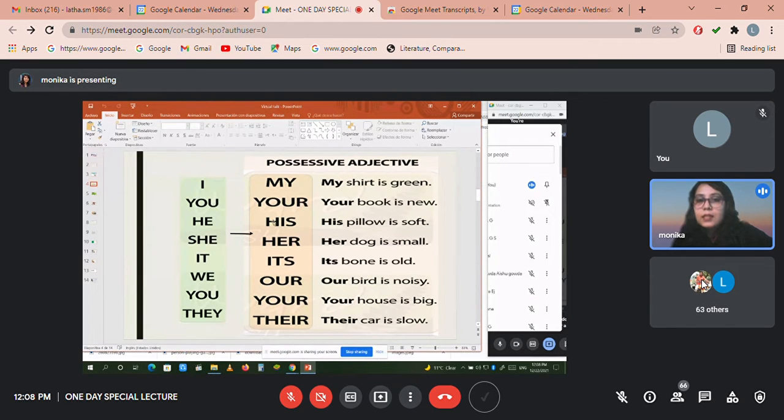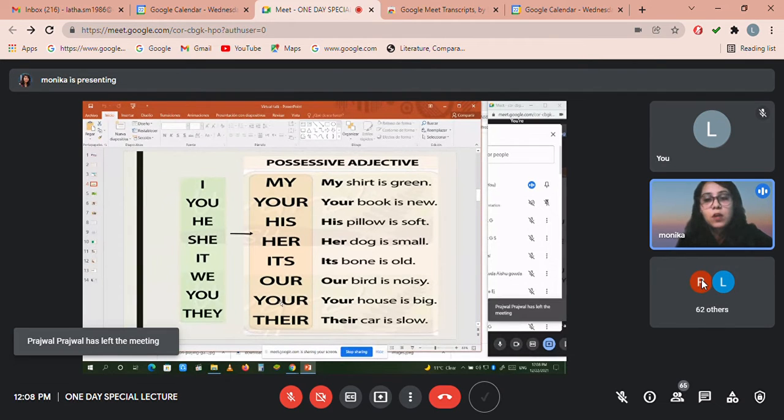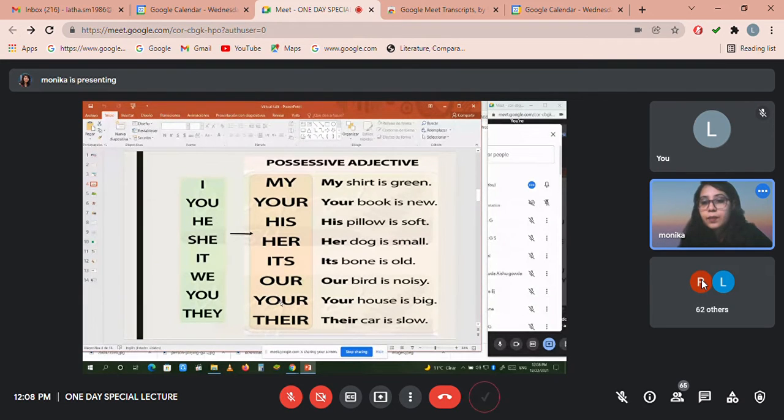So these are the possessive adjectives that you have to learn first. If you all want, you can take a screenshot of the screen so that you know what the possessive adjective is for which subject. So you can quickly take the screenshot. I'll give you 1 minute to take screenshots. Okay, I'll proceed. Hope you all have taken screenshots.